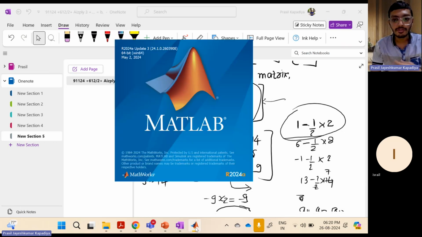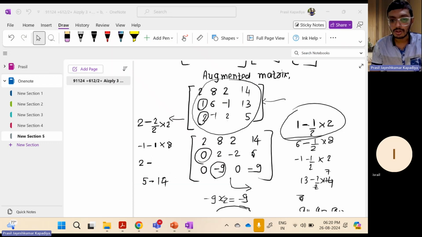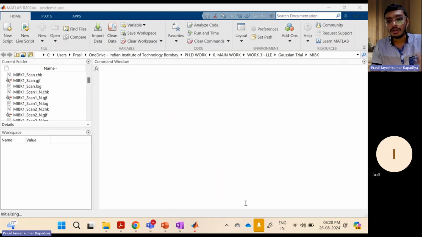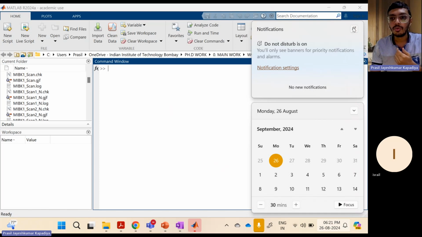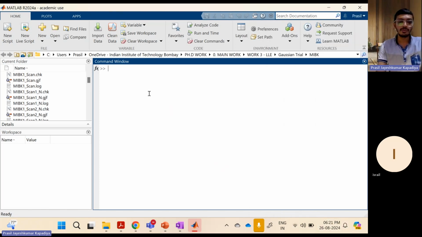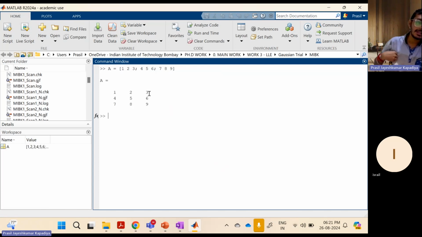So let's first try to solve this problem using inverse matrix method. We know how to define inverse of a matrix. Let's say I'm defining one matrix. A is equal to 1, 2, 3, 4, 5, 6, 7, 8, 9. So this is my matrix. And let's say I want to define inverse of a matrix.